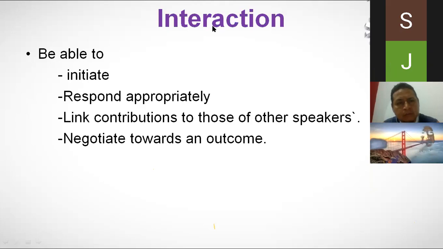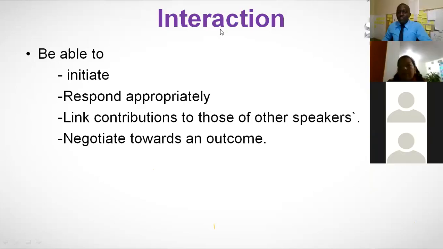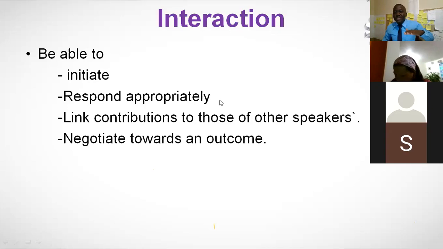Now, the last aspect we looked at when we are communicating is that we have to make sure that we are able to interact with others. How are we able to interact? One, you must be able to initiate a conversation. That means be able to have ideas and start the conversation. Don't just wait for someone to start. Start it yourself, and then respond appropriately. So if someone comes in at a low volume, then keep that kind of tone.